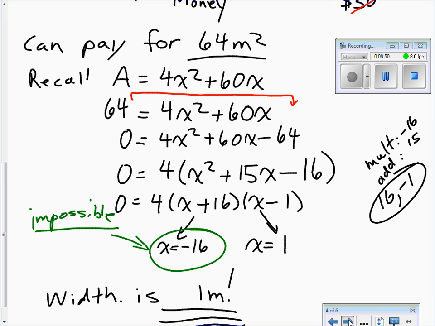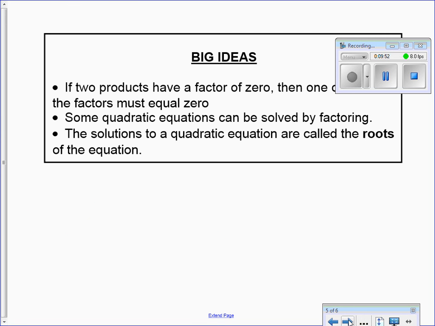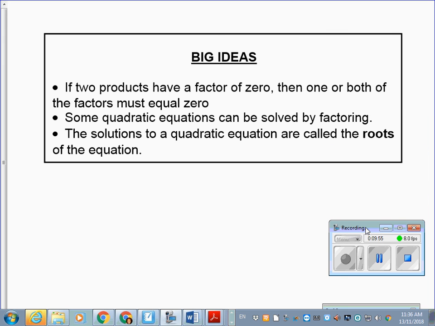Now, your homework for today is, first of all, to understand the big ideas. When you factor something, the factors all have to equal 0, and we solve for it. That's all we're doing. Some quadratic relations can be solved by factoring, right? And that's it. We never called them the roots, but if you think about it, the values that give us the solutions to something, we call the roots.